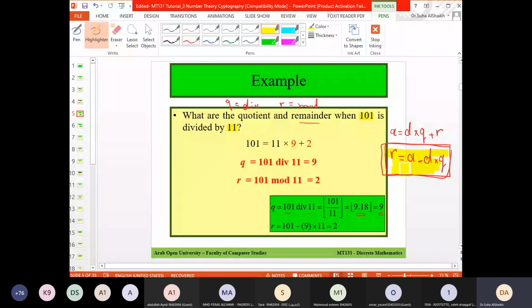This is necessary because once I find the Q, and I already have the D and the A, I can find the R. So they did this here. The R is A, the number I'm dividing, which is 101, minus the D that I'm dividing by, which is 11, times the Q that I got here, which is 9. So 101 minus 9 times 11 is equal to 2.